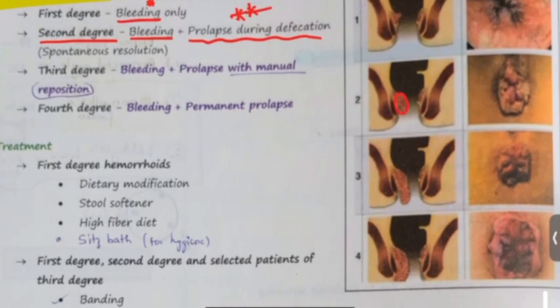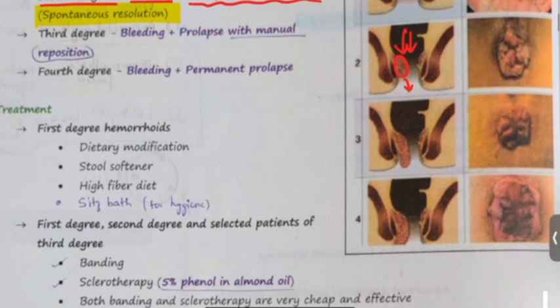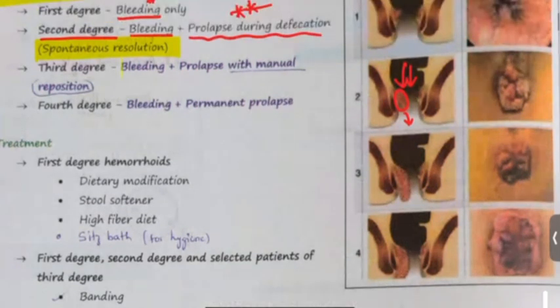So as they have described here, there is this mucosa which is prolapsing when the patient is passing stools. After the patient has passed stools, there will be no prolapse. Okay, this is second degree. That is called spontaneous resolution. While defecating, there will be prolapse, but as soon as the patient completes defecation, there will be a spontaneous resolution. And the third degree is bleeding and prolapse with manual reposition.